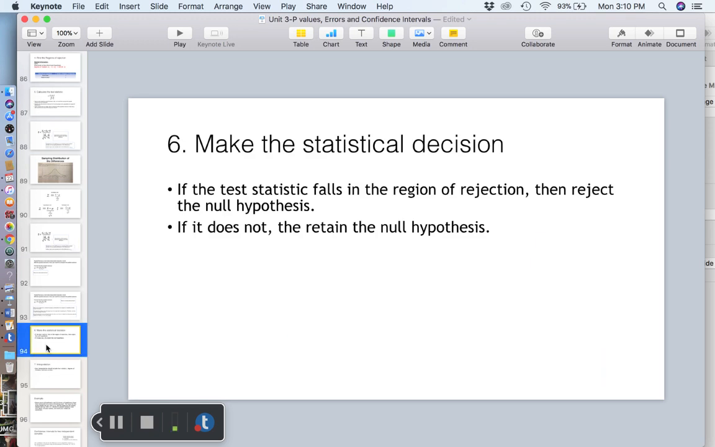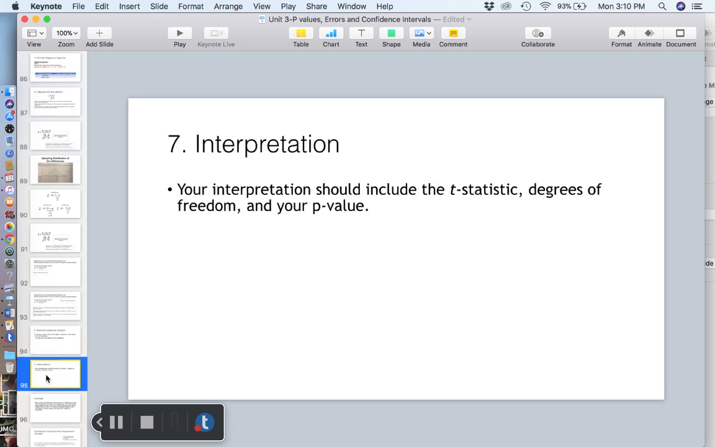Once we have computed our test statistic, we need to know if it falls in the region of rejection or not. If it does fall in the region of rejection, then we reject the null hypothesis. If it does not, we retain the null hypothesis. And then we do our interpretation. Our interpretation should include our test statistic, or specifically our t statistic, our degrees of freedom, and our p-value.